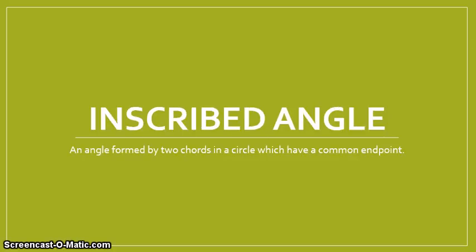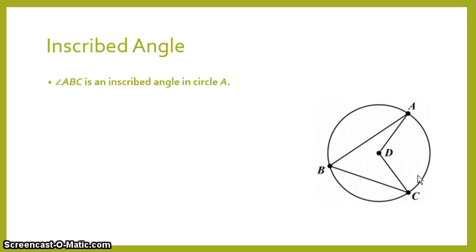An inscribed angle is an angle formed by two chords in a circle which have a common endpoint. Here's an example of an inscribed angle. ABC is the inscribed angle in circle A.